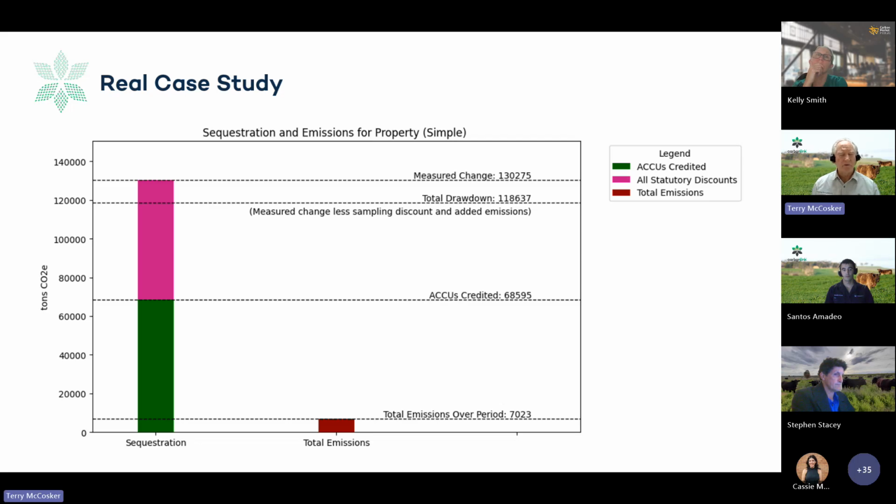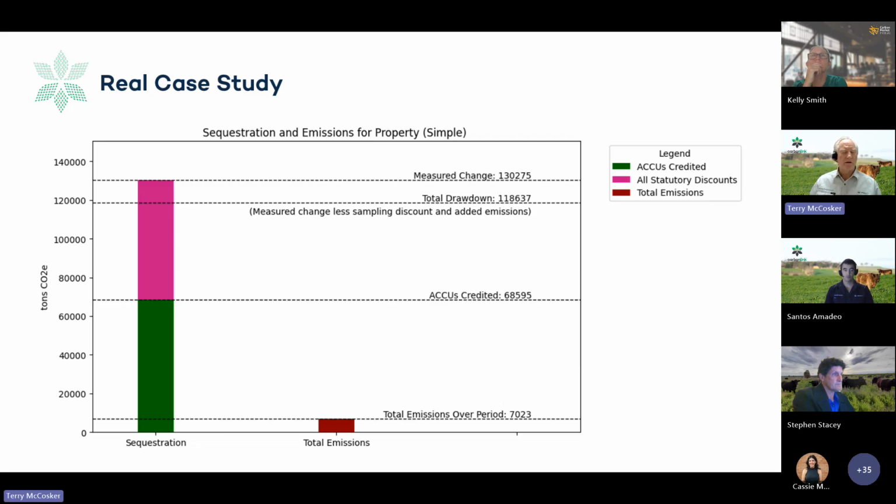So that's about half. In other words, there is a significant amount of discounting in all of this, which gets you down to the number of ACCUs that you're going to end up with. And then you start comparing your total emissions over a 5-year period to, firstly, the total drawdown, or secondly, the ACCUs.